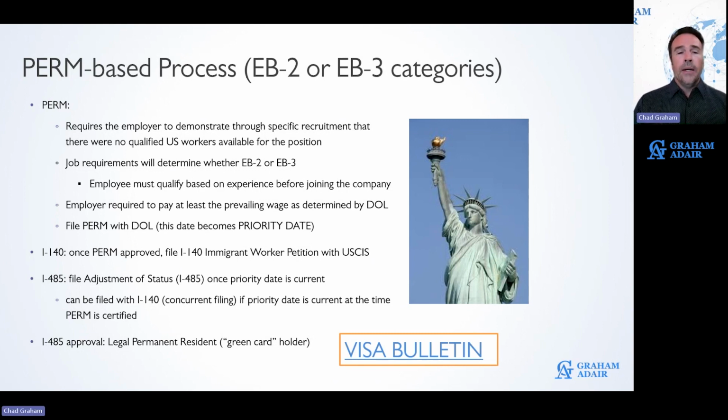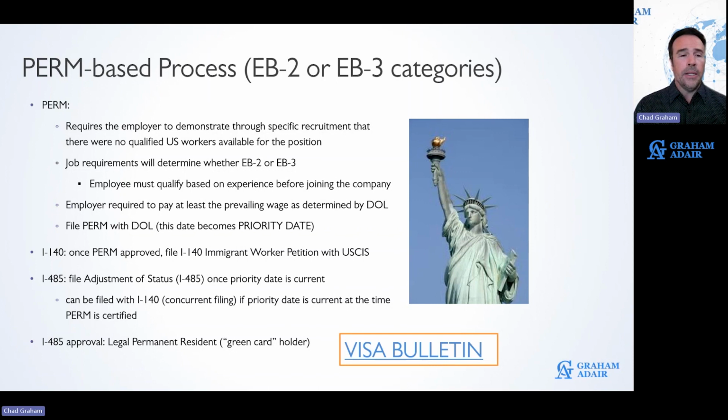Once they do that, then they need to collect resumes for a period of at least 30 days and then demonstrate that none of those resumes were from a qualified U.S. worker. If they do get a resume from a qualified U.S. worker, the company can do one of 2 things. They can either decide to stop the PERM labor certification and put it on hold for at least 6 months, or they can hire that U.S. worker and then continue with the PERM labor certification process as well.